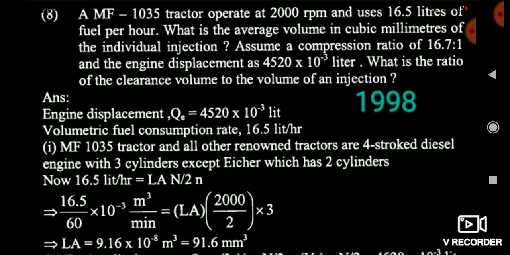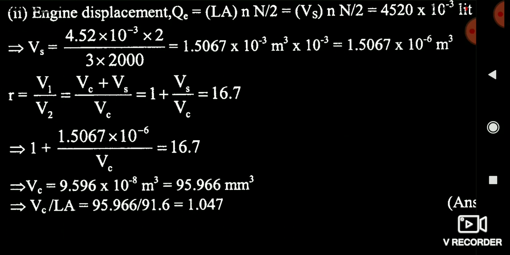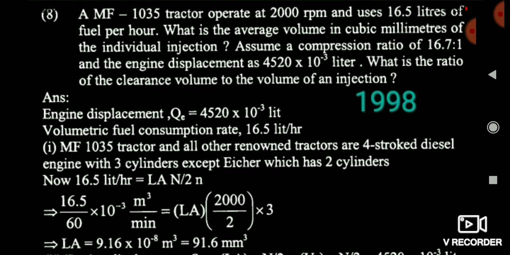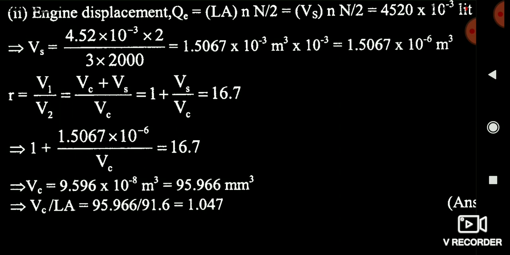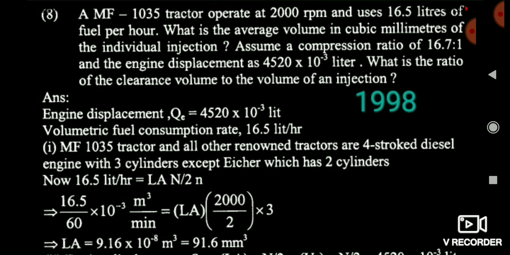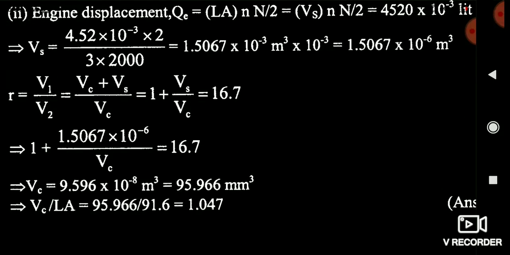And friends, the compression ratio is given as 16.7. So you put in the compression ratio and the stroke volume, and you calculate the clearance volume, that is 95.966 mm cube. The question asks about the ratio of clearance volume and the volume of injection. For that, take the clearance volume you got, 95.966, and the volume of injection you got, 91.6. Take the ratio of both, and you get the value 1.047.